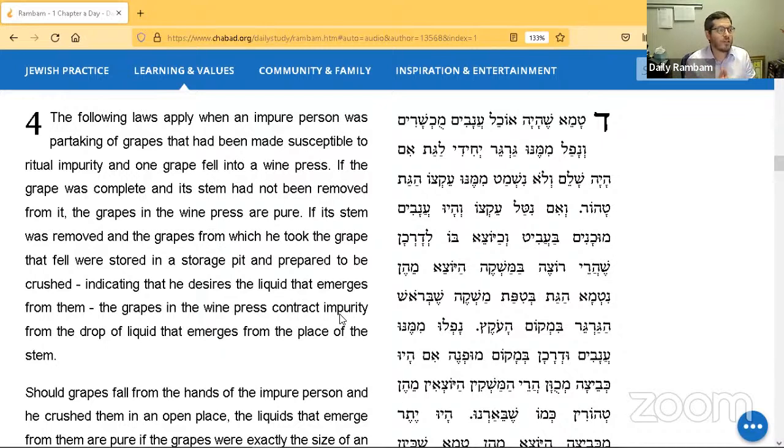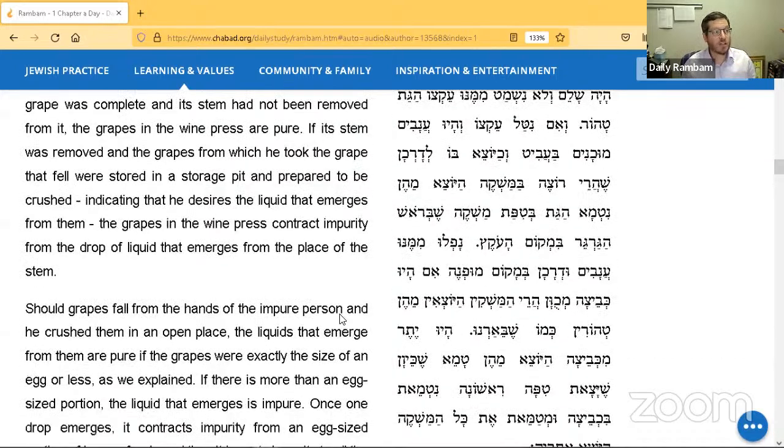The grape in the wine press contracts impurity from the drop of liquid that emerges from the place of the stem. So if it's completely dry, it won't. But if the stem's off, which implies that there would be a little bit of liquid at that point where the stem and the fruit are ripped apart, that would transfer impurity.